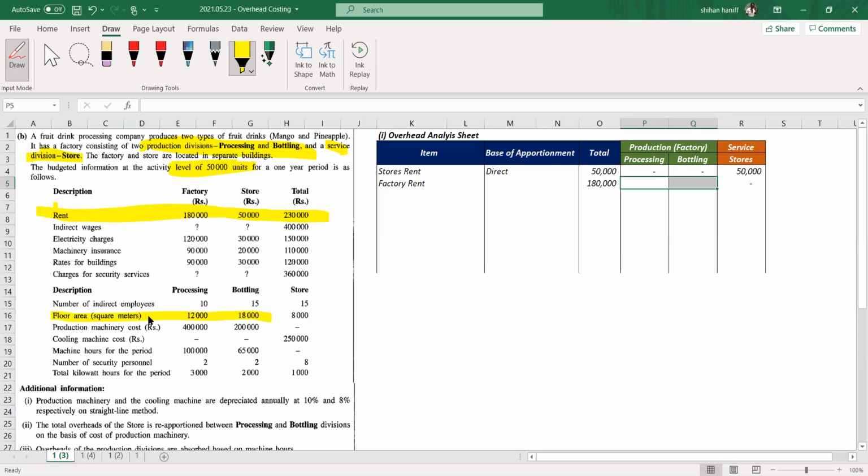12,000 and 18,000. So divide the factory rent based on the floor area. What is the rate for floor area? 12,000 and 18,000 means 12:18. 12:18 means 2:3. 2:3.